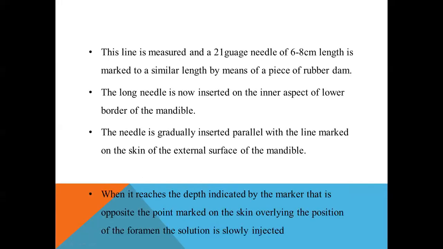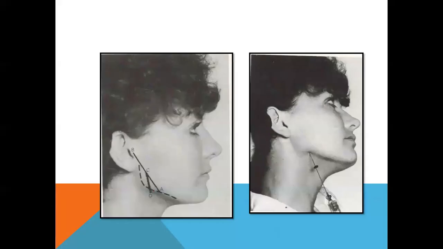mandible. This line is measured, and a 21 gauge needle of 6 to 8 centimeter length is marked to a similar length by means of a piece of rubber dam. The long needle is now inserted on the inner aspect of the lower border of the mandible. The needle is gradually inserted parallel with the line marked on the skin on the external surface. When it reaches the depth indicated by the marker, opposite the point marked on the skin overlying the position of the foramen, the solution is slowly injected.